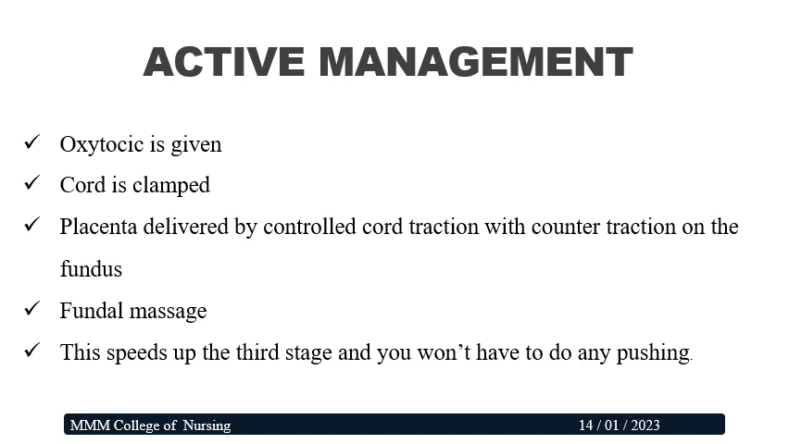Here an oxytocic drug or uterotonic drug is given. The cord is clamped, and the placenta is delivered by controlled cord traction with counter traction on the fundus, with fundal massage. This speeds up the third stage and you won't have to do any pushing.